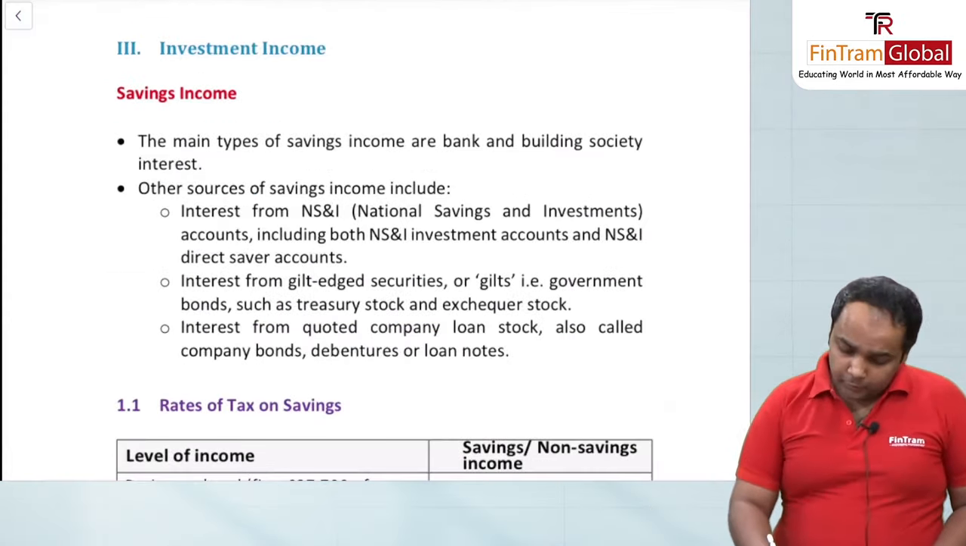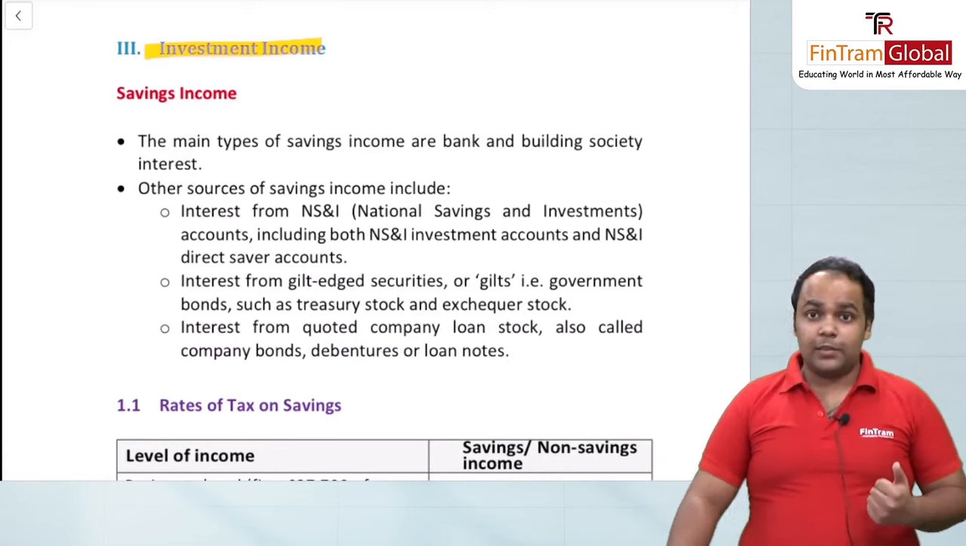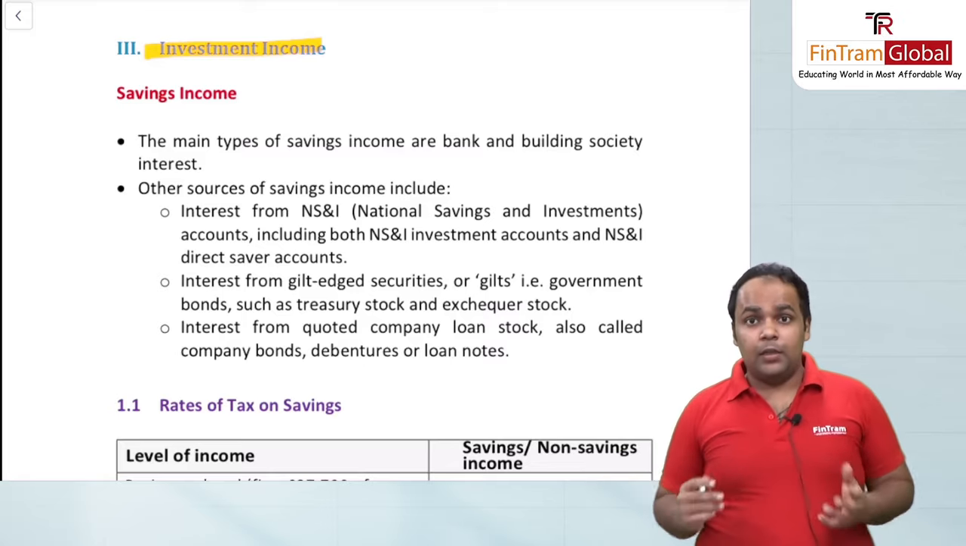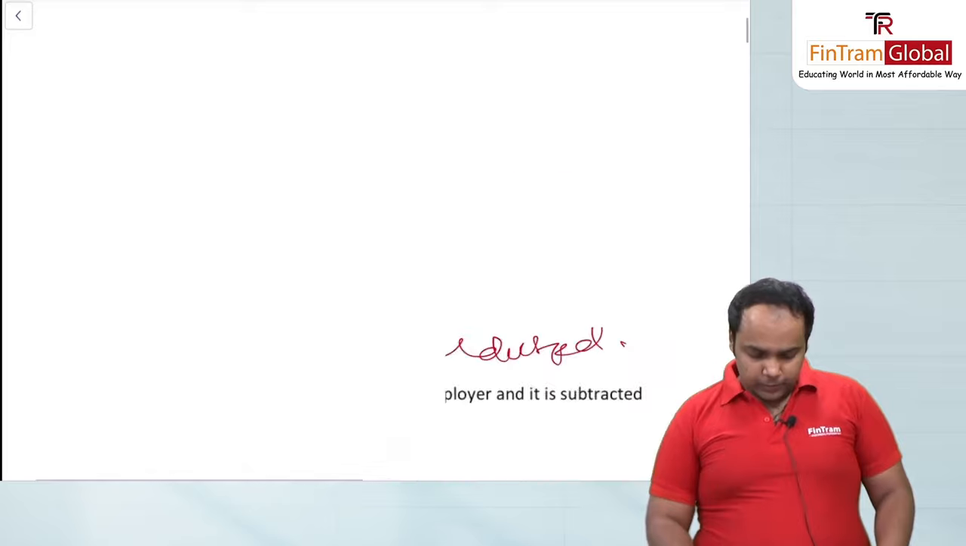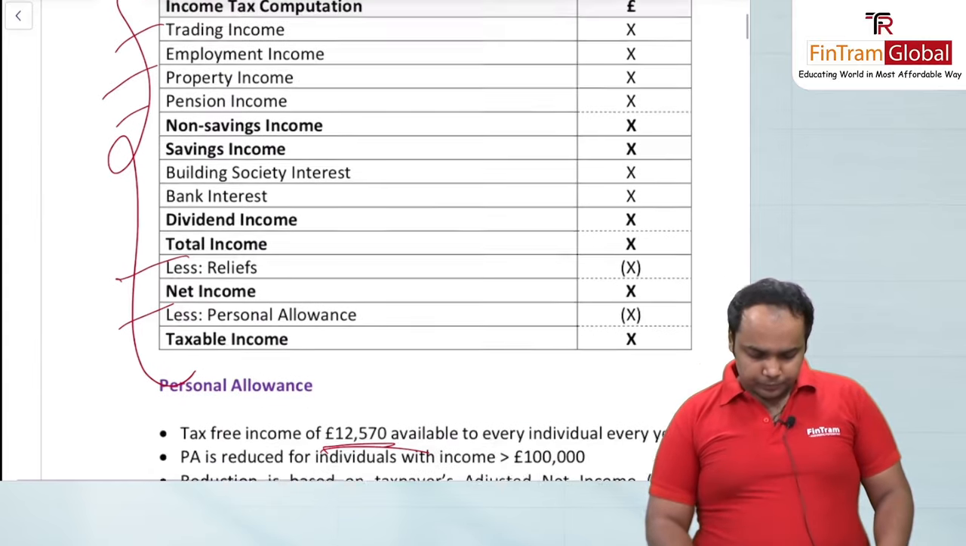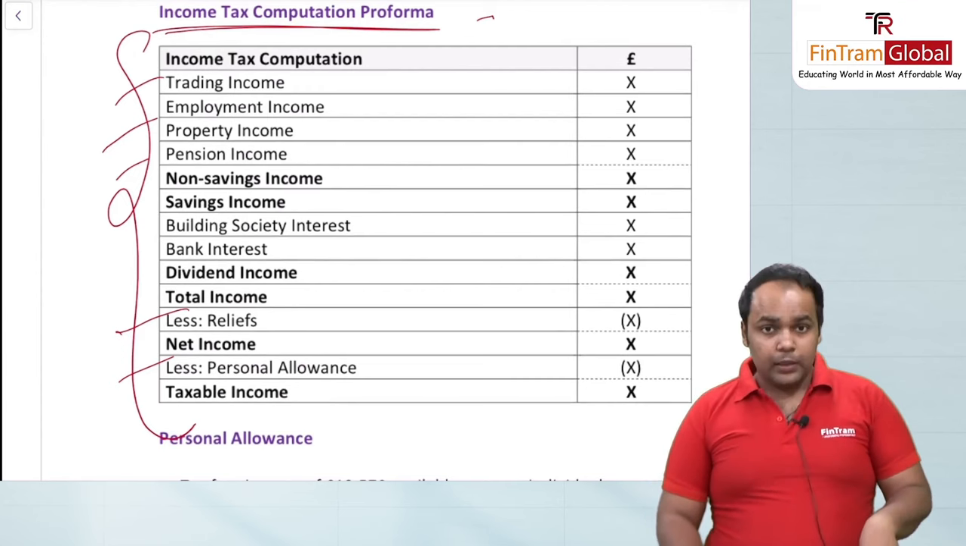Now, guys, let's come to the investment income. This is the first component of the larger income pro forma that we learnt. Go back to the pro forma. There are different kinds of income, right? We are starting with investment income.